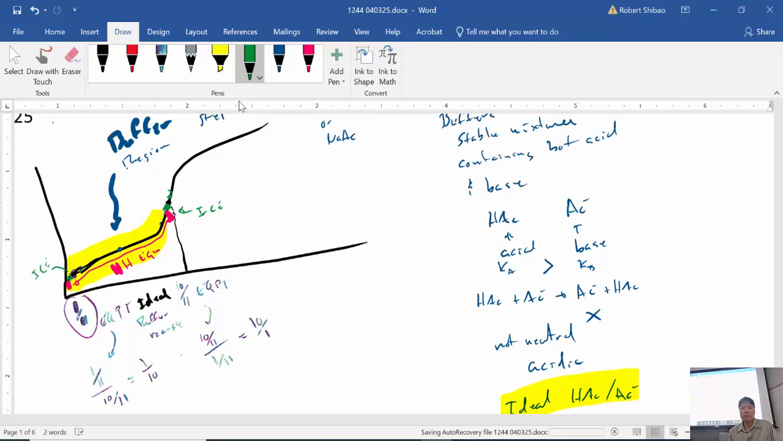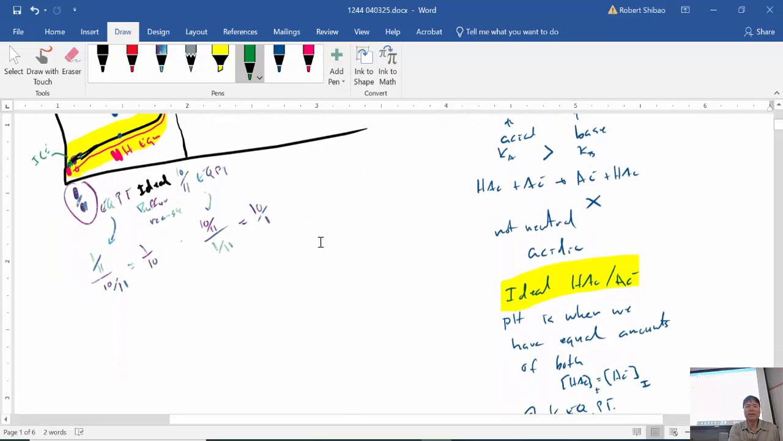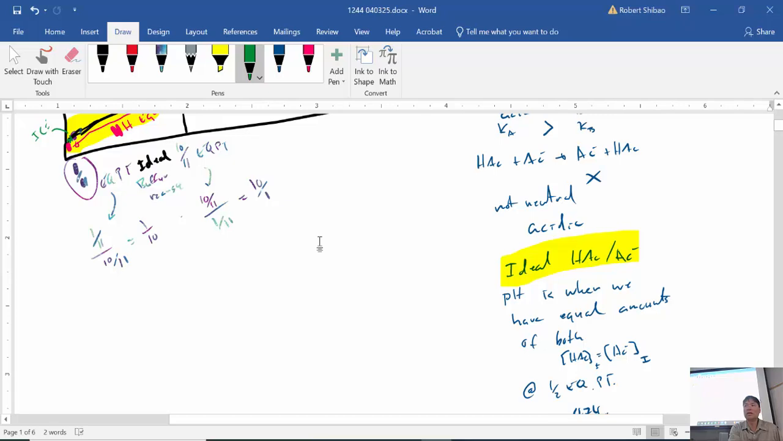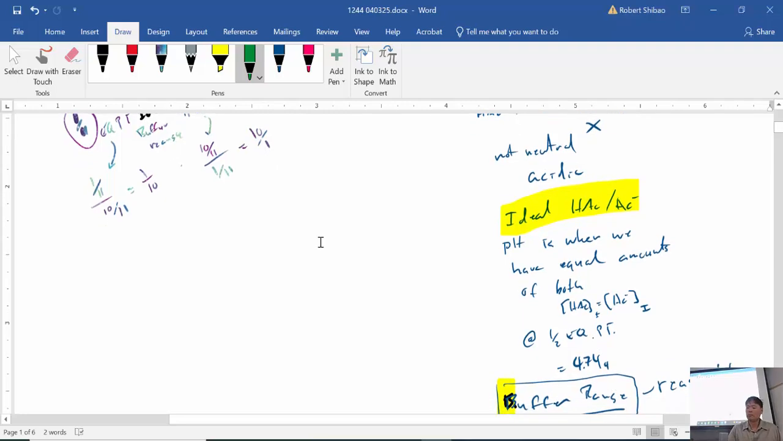Okay, so now we're going to be outside the buffer region here. I'm not going to do a calculation in the green. In the green, you just do a regular calculation like you would, step 1, step 2. In step 2, you just do an ICE equation instead of the Henderson-Hasselbalch equation. You'll be fine there. What we're going to do is go on to the next point that we need to calculate, and that's going to be at the equivalence point.